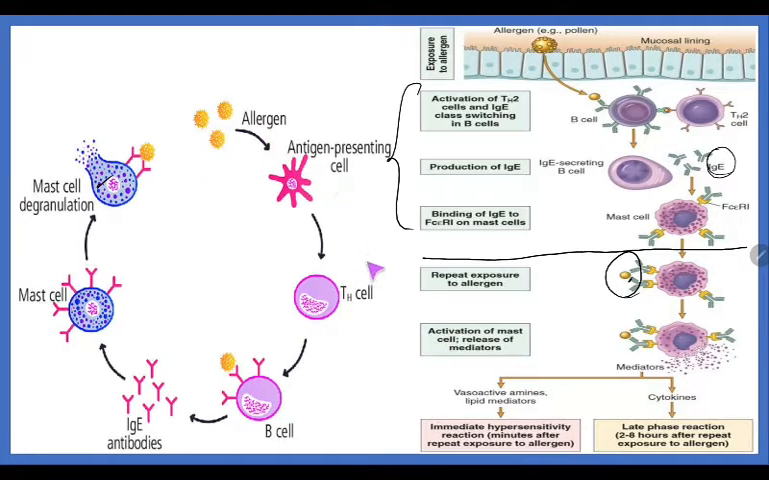Again, the allergen is processed by the APC and presented to the T cell, and this T cell will stimulate the B cell into a plasma cell. The plasma cell will secrete IgE. IgE will coat the mast cell and basophil, and re-exposure to the same allergen or antigen will cause mast cell degranulation, in turn causing the vascular response that we have seen earlier.